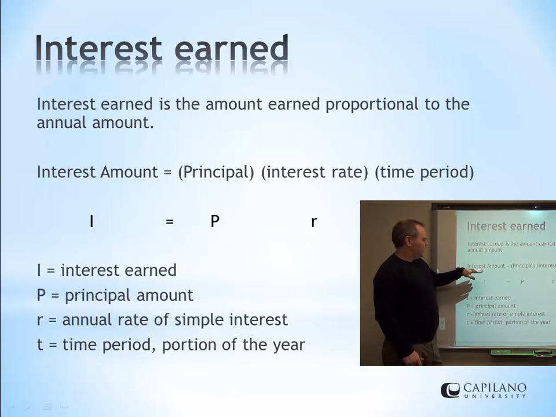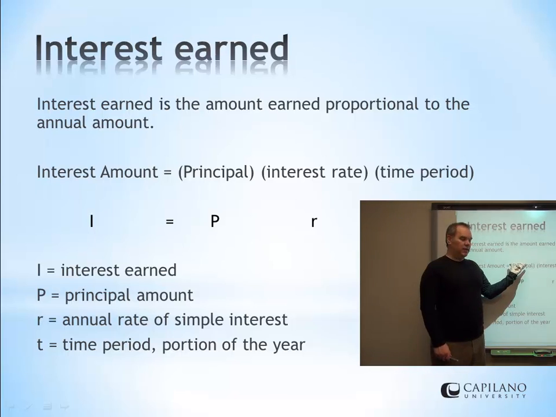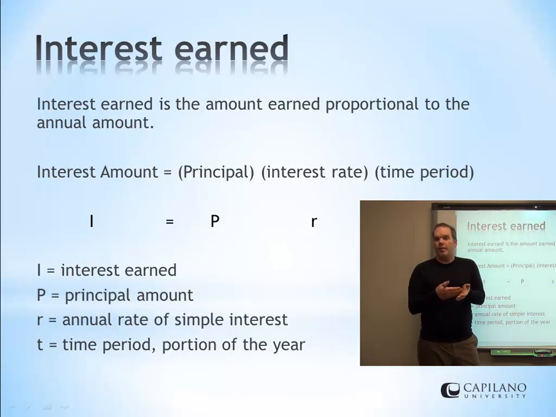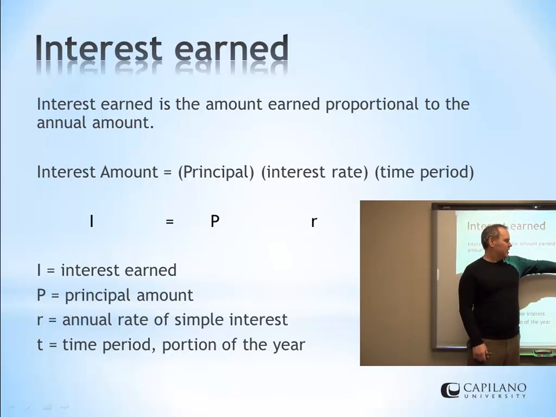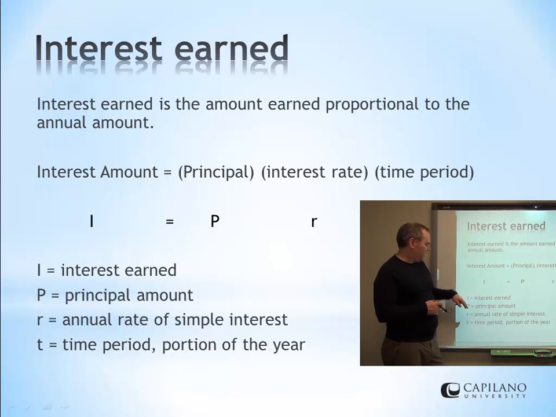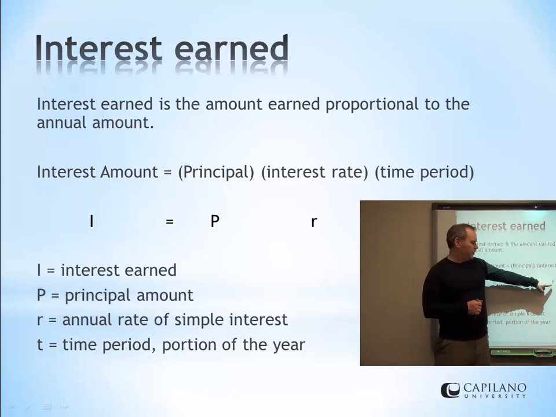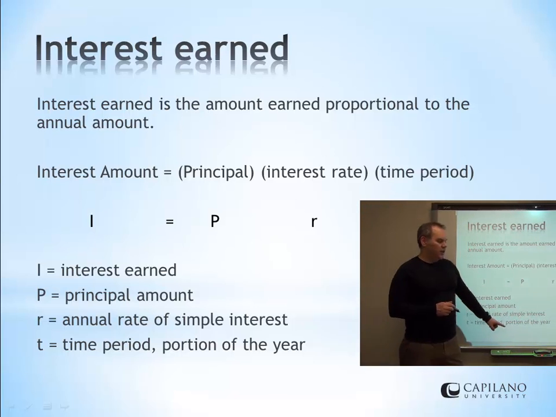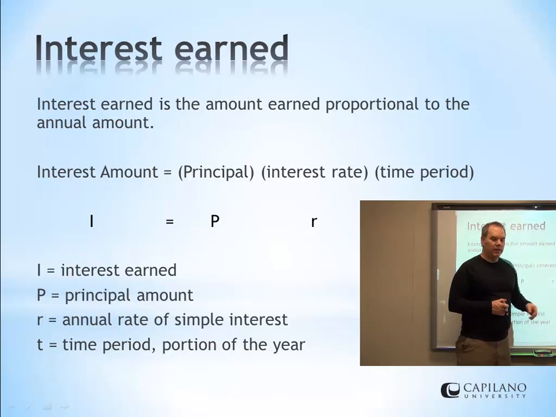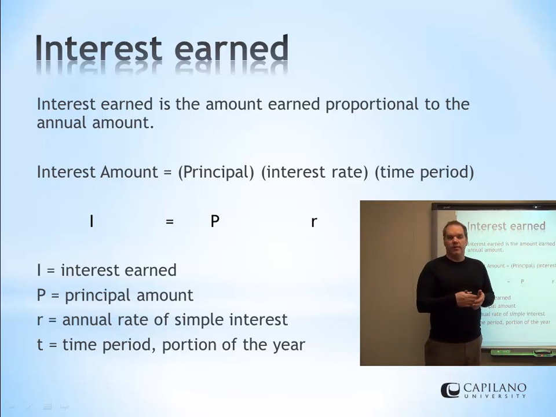So our formula says the amount of interest earned is equal to the amount of money that's borrowed, times the interest rate, how much money we're going to make per year, times the time period, the number of years. Okay? So interest earned, I, is the principal, capital P, times the annual rate of simple interest, R, times the time period, T, the portion of a year. Because generally it's going to be less than a year, this will be at most 1, but it's the number of years. So if it's half a year, it's 0.5. If it's a quarter of a year, it's 0.25.